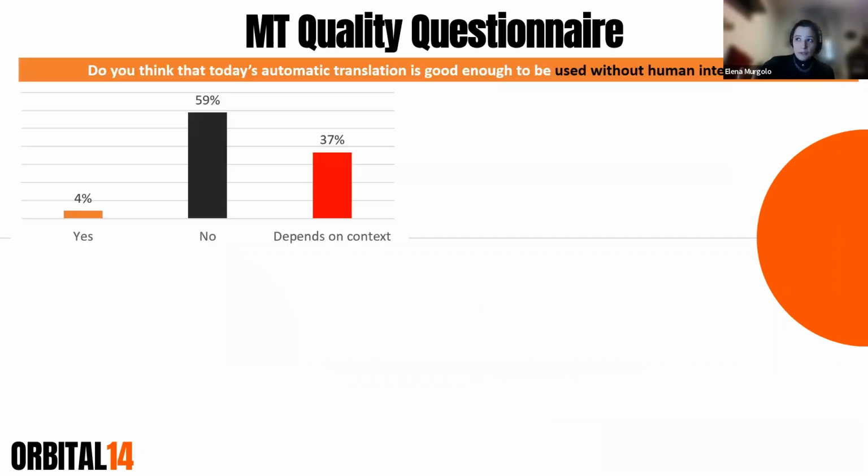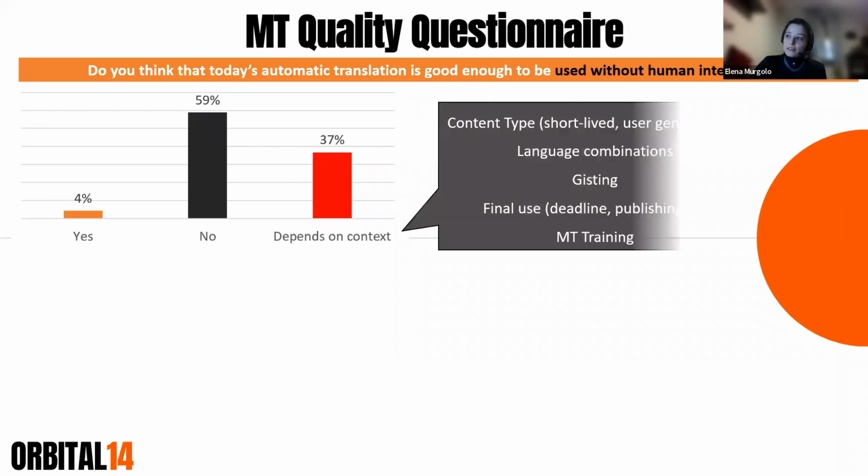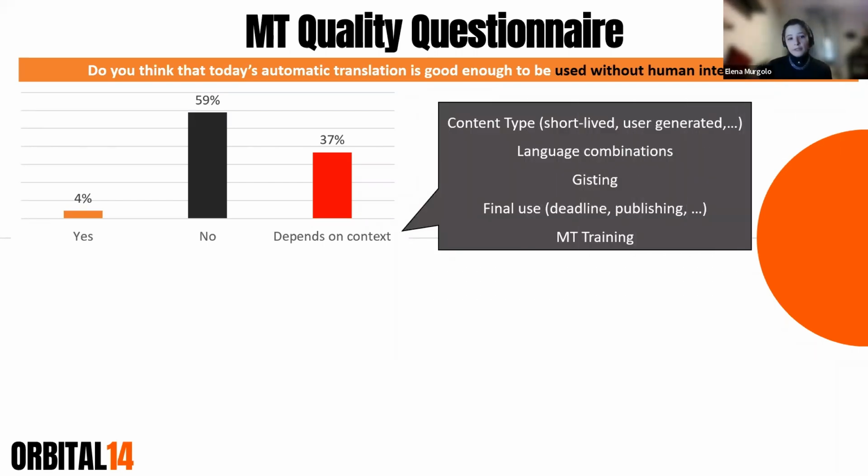The first question was, do you think that today the automatic translation, so machine translation, can be used without human intervention? And fortunately, most of them said no. Only 4% said that it can. And a good percentage, 37%, would say that it depends on the context. What they mean is, well, the content types. So whether it is short-lived, user-generated, or literary translation, and so on.